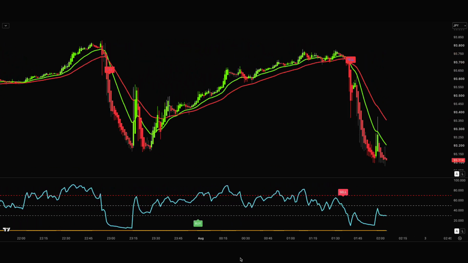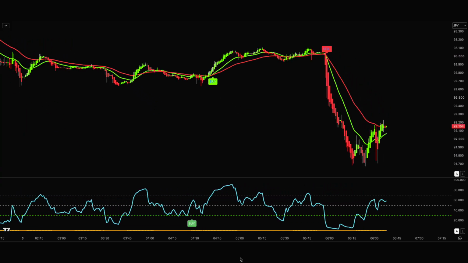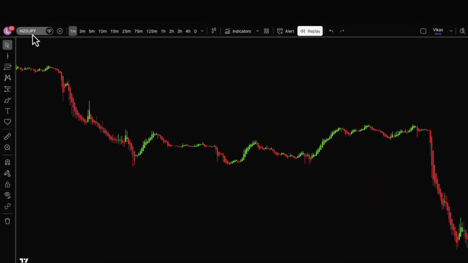We will try not to make the video too long. Now we tell you how we want to trade. Let's start the video. We open the NZD-JPY 1-minute chart.